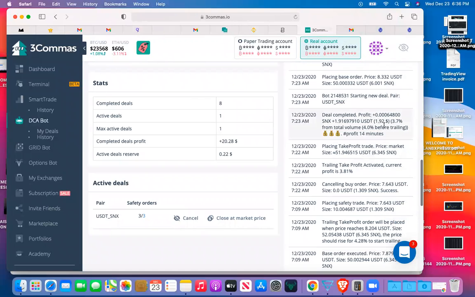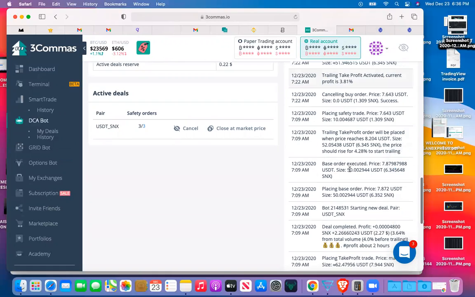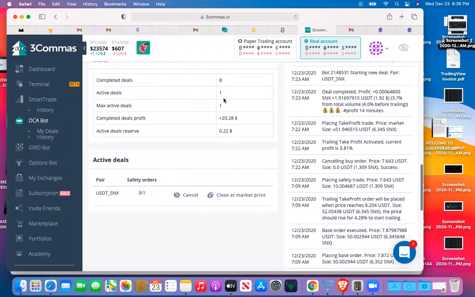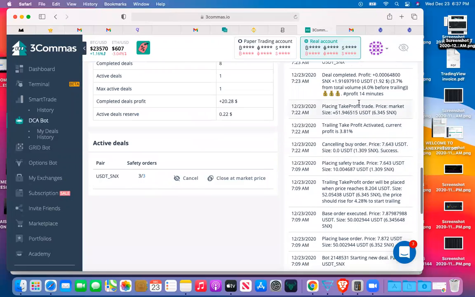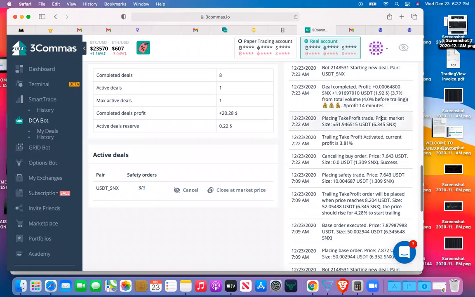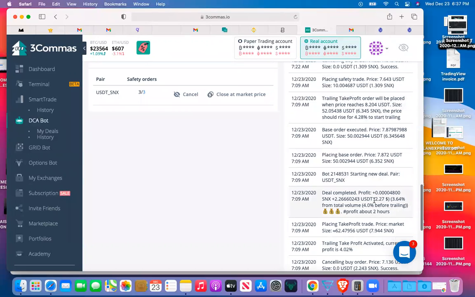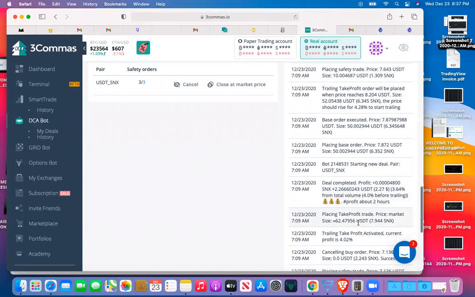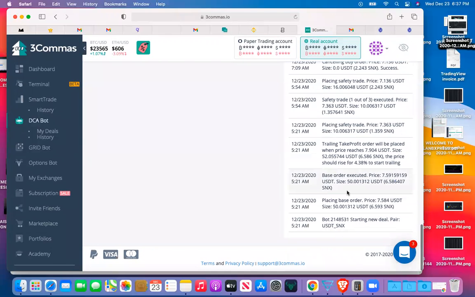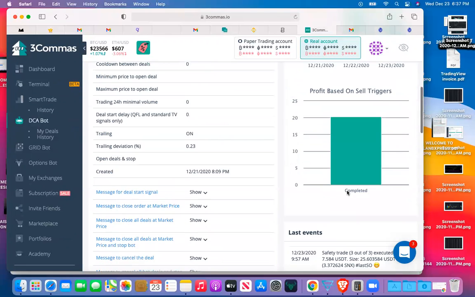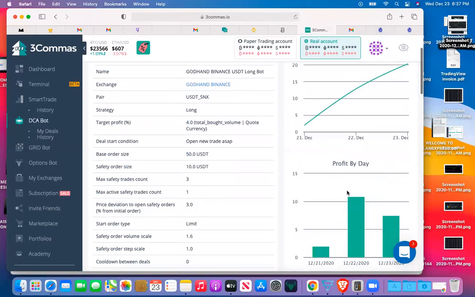So I completed a profit, and I make use of trailing. I'm going to explain some of those things. How many deals completed? 8 deals, and I've made about $20. So that means per deal, I'm making about $1, $2, $3 in that order. You can see it completed $1.92, and it completed $2.27, in that order. So many deals have been completed on this XNS USDT.